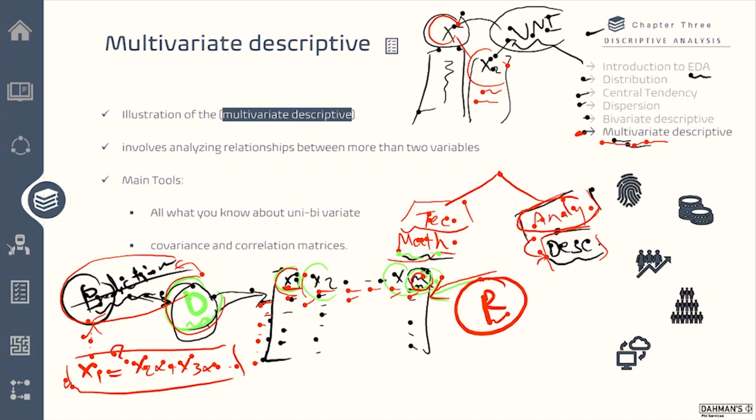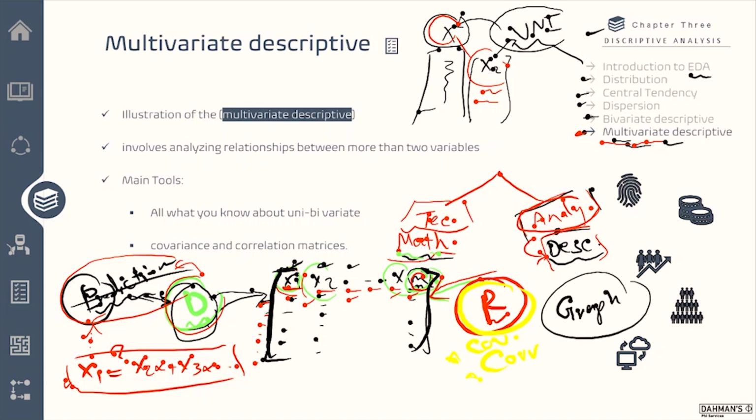Now, to capture that relationship, we usually rely on a correlation, which is derived from a covariance. The only challenge that you see in multivariate is that we are unable to graph all the variables at once, as we did, for example, with the bivariate, because you have more than two dimensions. That's why we come up with the idea of a matrix of covariance and a matrix of correlation.